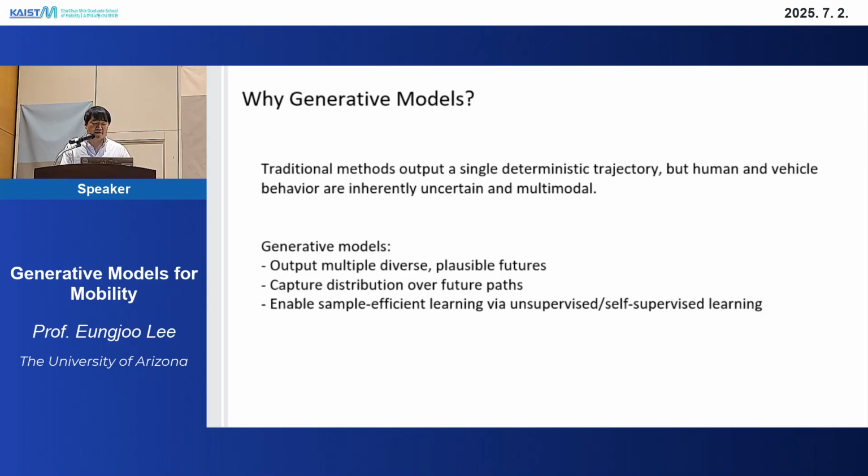So why are people interested in using generative models in mobility applications? Traditional methods output a single deterministic trajectory, but human and vehicle behavior are inherently uncertain and multimodal. Gen AI is able to output multiple diverse, plausible futures and capture the distribution over future paths.